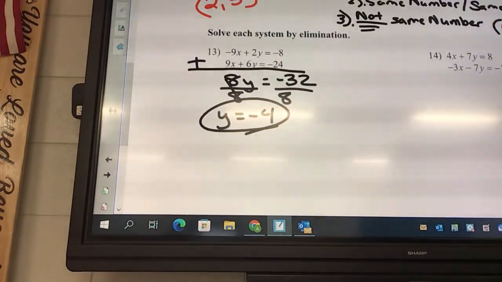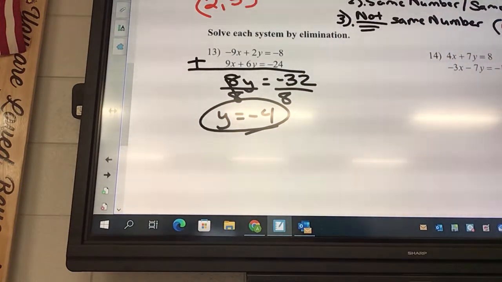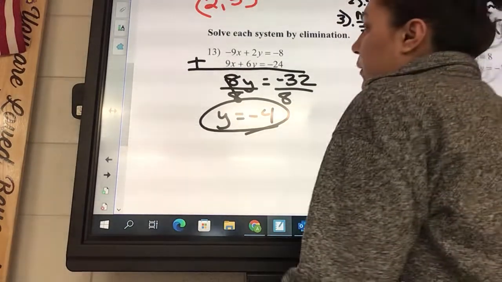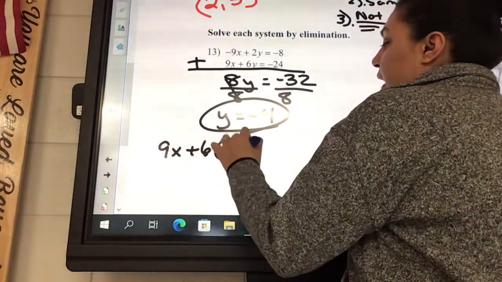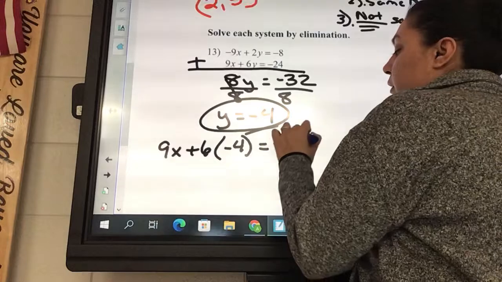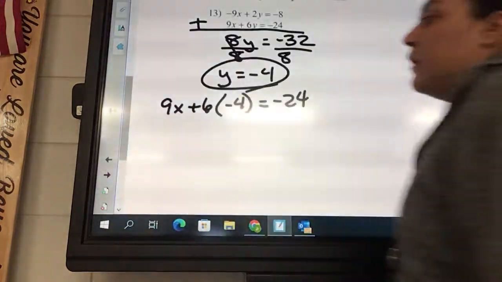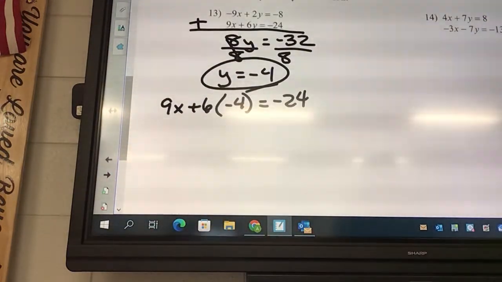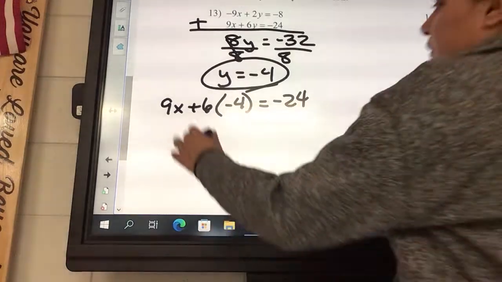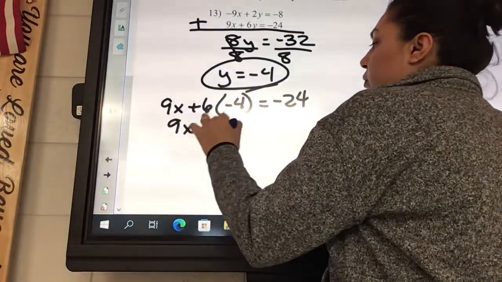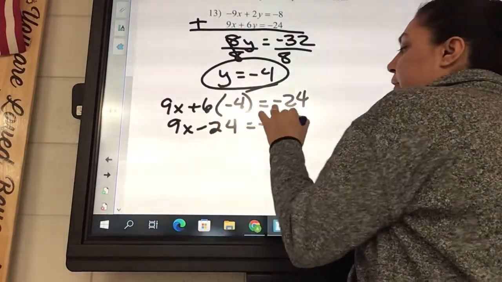What do we do with that? Plug it into one of the ones above. Does it matter which? No, it doesn't really matter. Which one you want me to do? Bottom. So I got 9x plus 6, and instead of y, I'm putting -4 equals -24. So I got 9x minus 24 equals -24.